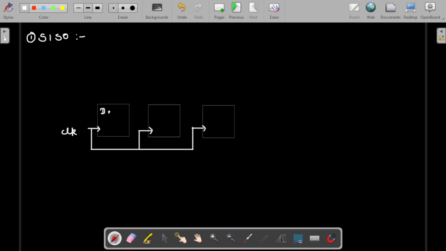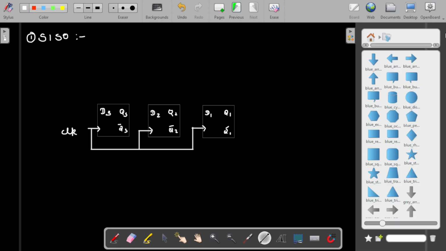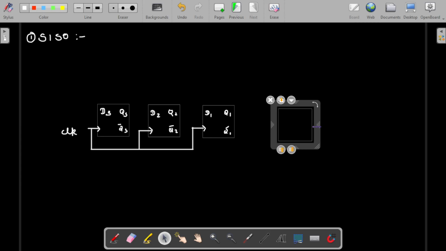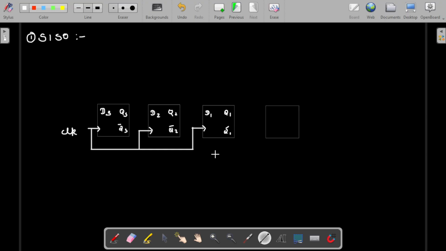For simplicity, let me take a D flip-flop. Here D3, Q3, Q3 bar. Here D2, Q2, Q2 bar. Here D1, Q1, Q1 bar. These are the 3 flip-flops. Let me add one more, to make a 4-bit register. I have added another flip-flop, in order to make a byte of information. This is the 4th one, which is D0, Q0, Q0 bar. The input will be connected here.